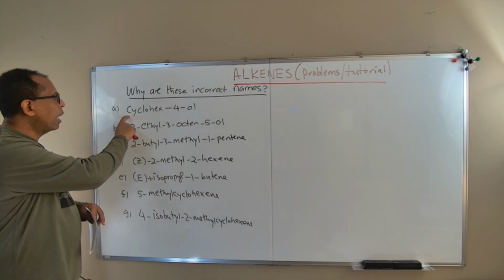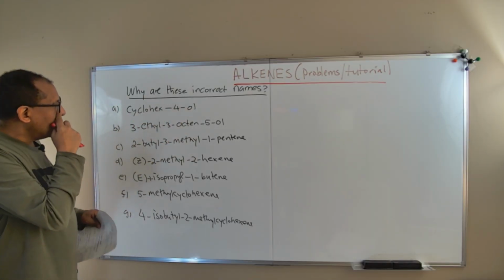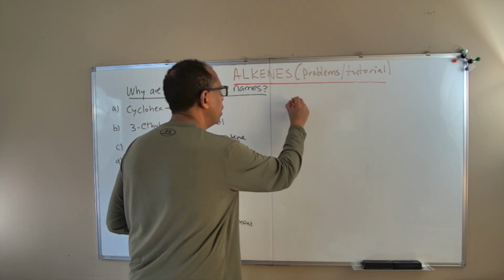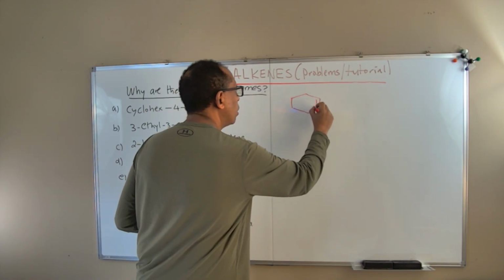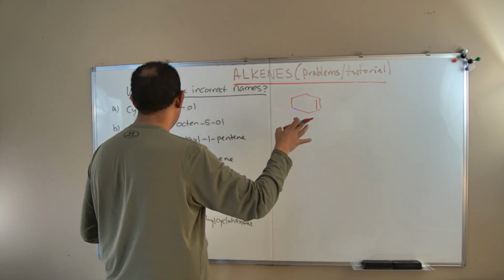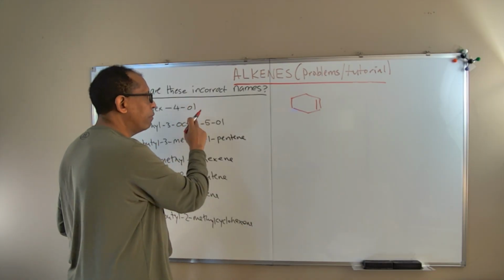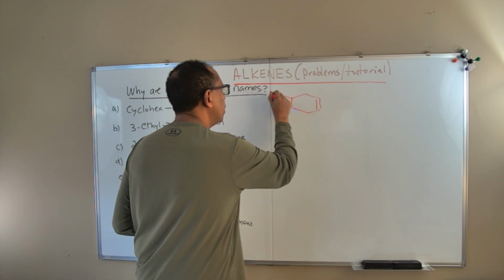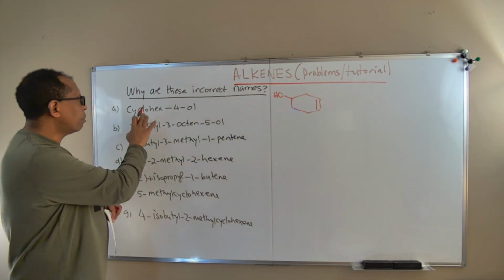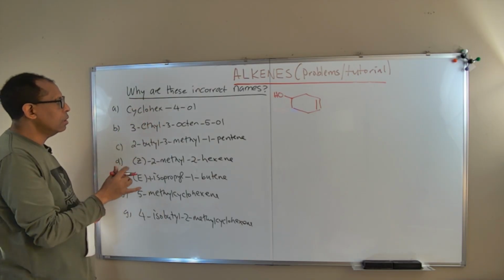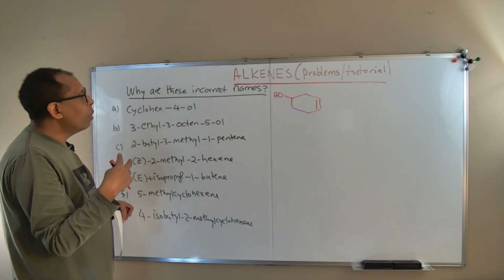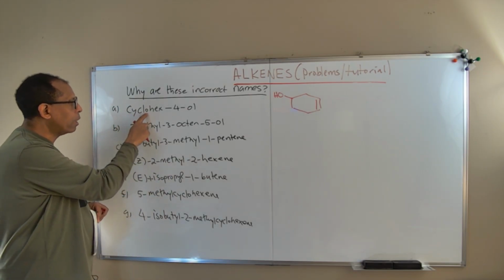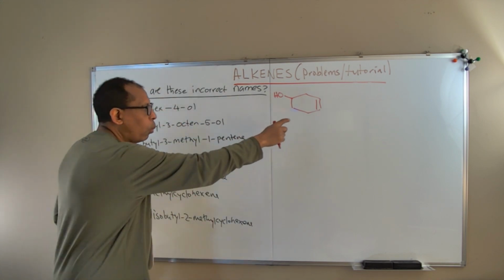The first one is cyclohexenol. The idea is that you have a cyclohexene and, at the fourth position, an alcohol, an -ol. So 1, 2, 3, 4. That's possible, but the problem with this naming is that you should show where the alkene is. That means you should name this cyclohex-1-ene.